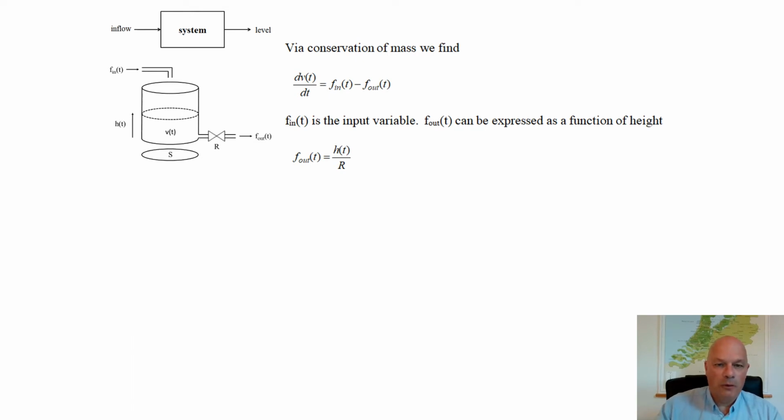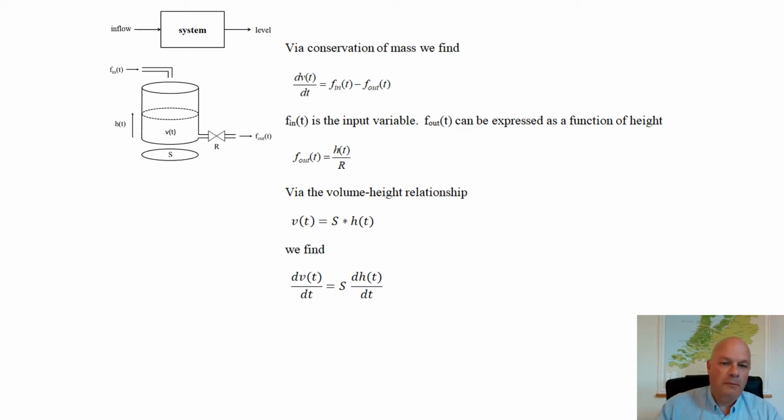Now, I would like to write this equation as a function of volume. So I have a volume height relationship here, and I can use that to actually derive the derivative of the first equation there at the top. So if I take the derivative of volume, I'm getting s times the derivative of height. And that gives me the choice to either write everything in terms of volume or in terms of height. I believe in this case, because height is our output variable, we'll use that variable.